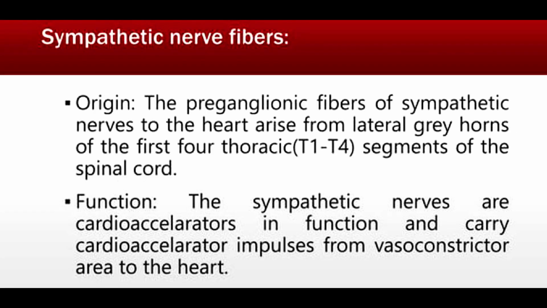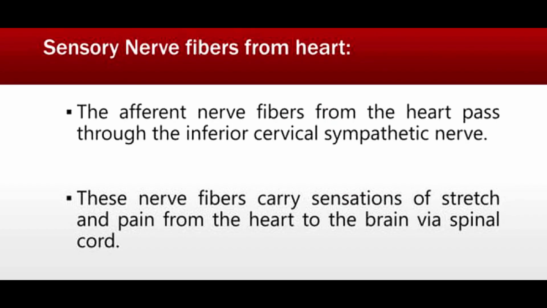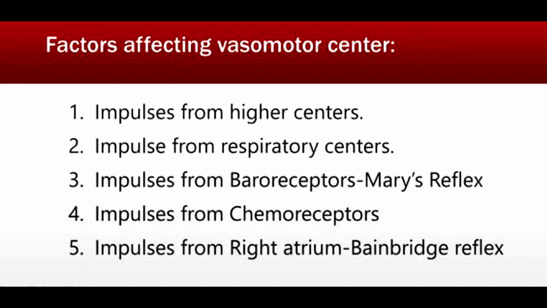The sympathetic nerve fibers originate from the T1 to T4 segments of the spinal cord. The sympathetic nerves are cardioaccelerator in function and they carry accelerator impulses from the vasoconstrictor area to the heart. The sensory nerve fibers from the heart, the afferent nerves, pass through the inferior cervical sympathetic nerve. They carry sensation of stretch and pain from the heart to the brain by the spinal cord.